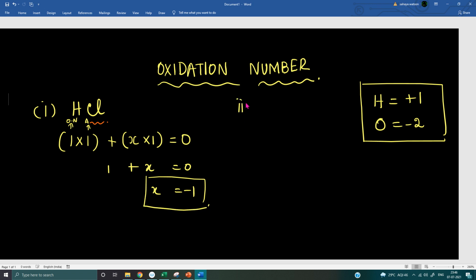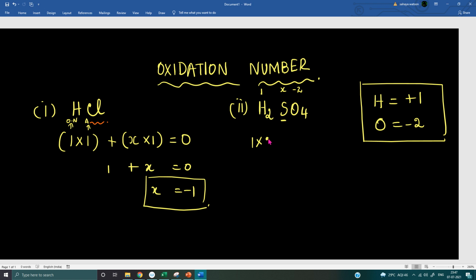Let me give another example. H2SO4. Here you are going to find out the oxidation number of sulfur. We know the oxidation number of hydrogen is +1 and the oxidation number of oxygen is -2, but we don't know the oxidation number of sulfur. So how to find? First write 1. 1 is nothing but the oxidation number of hydrogen. And how many atoms are here?